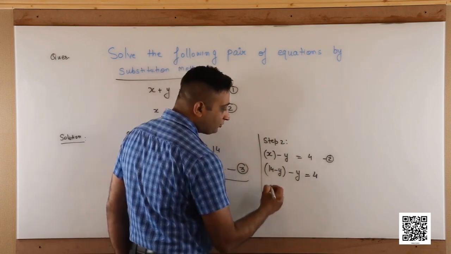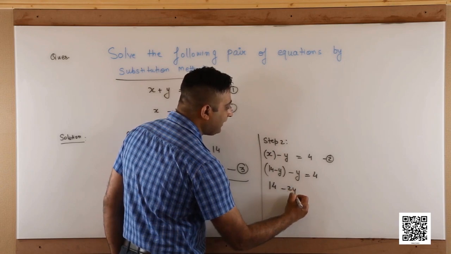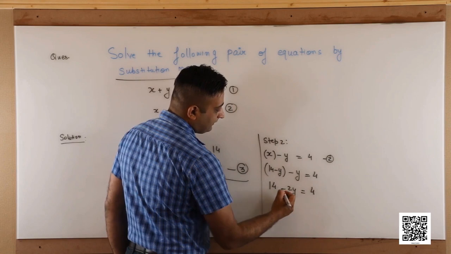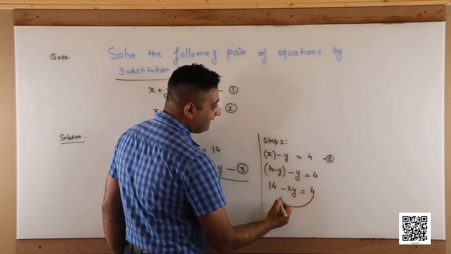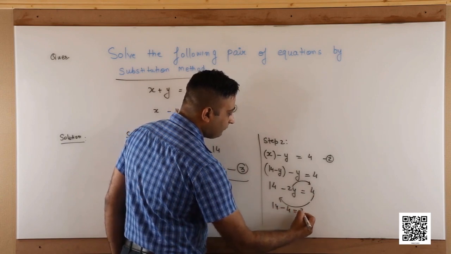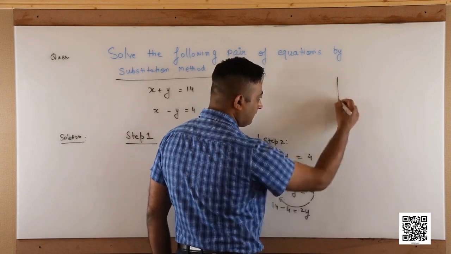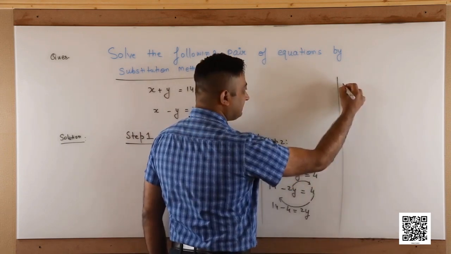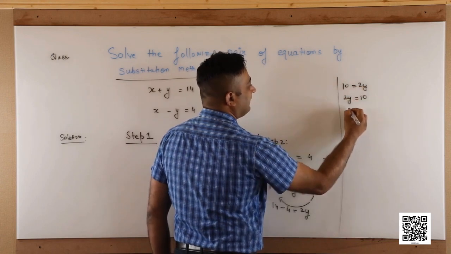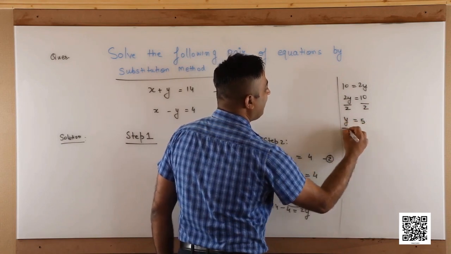Now we will solve this to find the value of y. That is 14 minus 2y is equal to 4. Now transposing 4 to the left hand side and 2y to the right hand side, we will get 14 minus 4 is equal to 2y. That is 10 is equal to 2y. That means 2y is equal to 10, and we will divide both sides by 2. We get y is equal to 5.